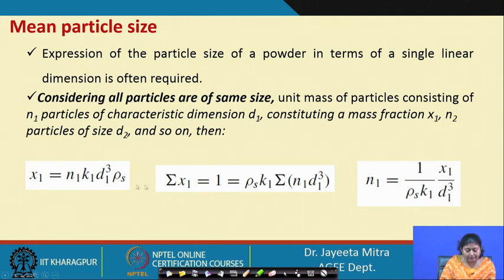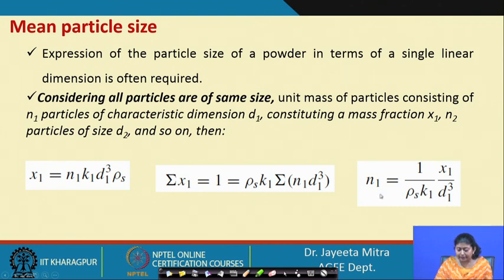Now, suppose we do summation of all the fractions, summation of x1. So, all the fractions will constitute 1, which is the whole amount of the material, and there rho s and k1 will be similar. Rho s is the density, k1 will be the constant parameter which is based on the particular sieve and the material, and summation of n1 d1 cube, in the sense there may be different fractions and of different numbers. So, those we are summing here.